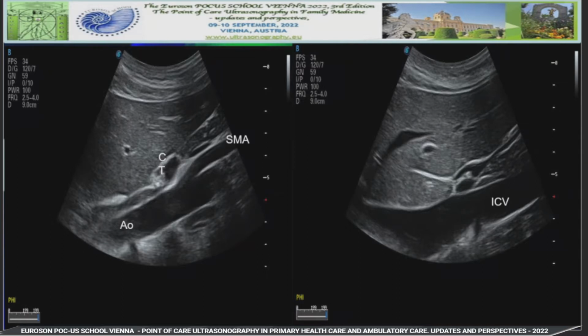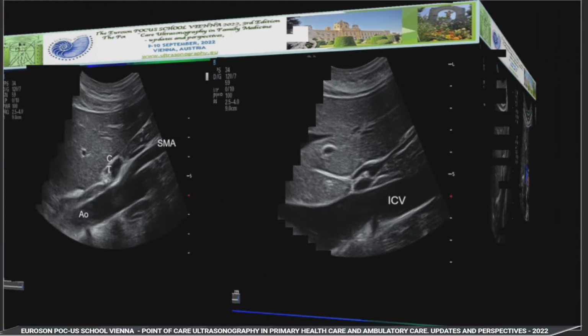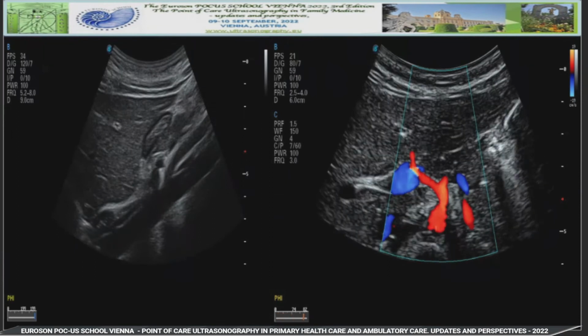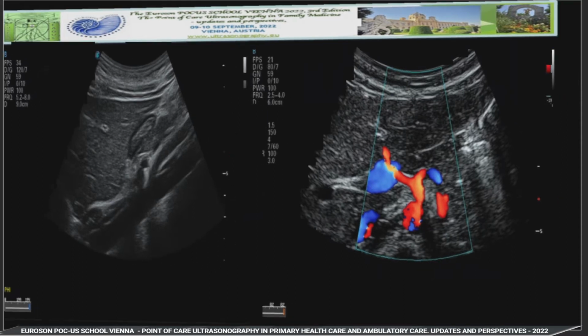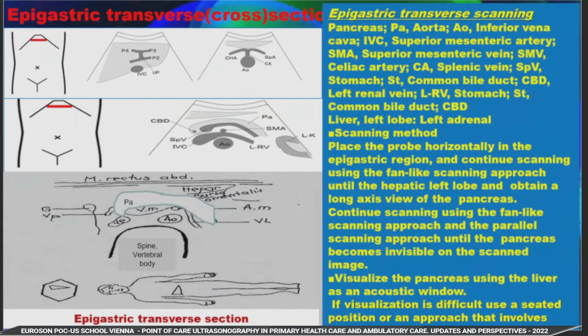And also, if you put the probe a little bit to the right of the patient, you can find the inferior vena cava and also the right part of the liver. And this is the image with the Doppler, and also you can find here in transverse the celiac trunk with the seagull image. And also this is the epigastric.